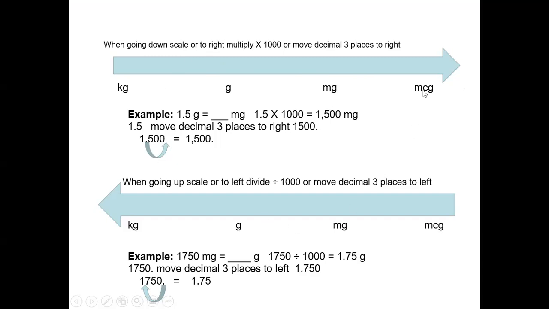If you were going from micrograms to milligrams, then you're going to the left, or as I call it, up the scale. So you're going to divide by 1,000 or move that decimal point 3 places to the left. 1, 2, 3. Okay, let's go back to the other conversion here.